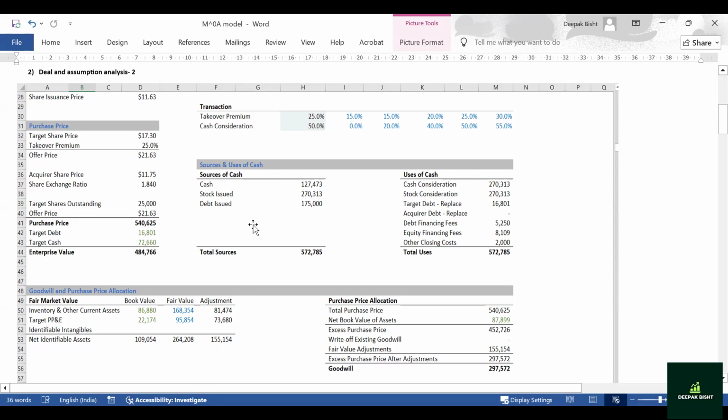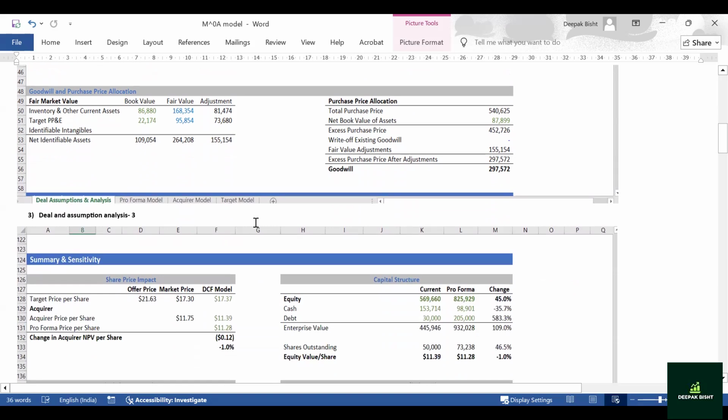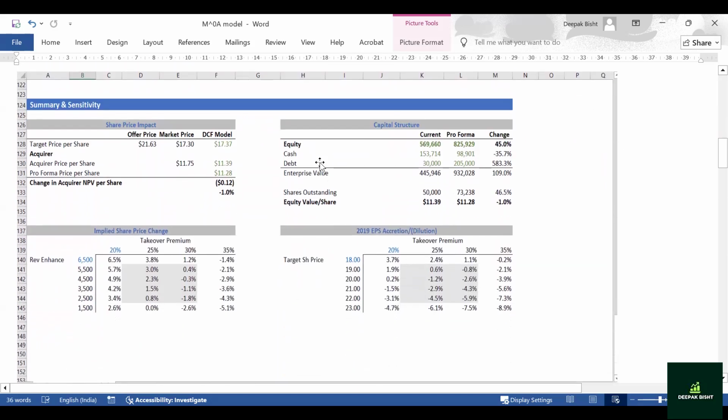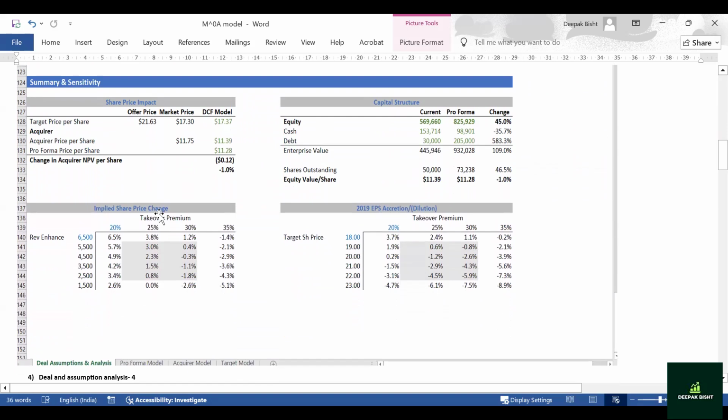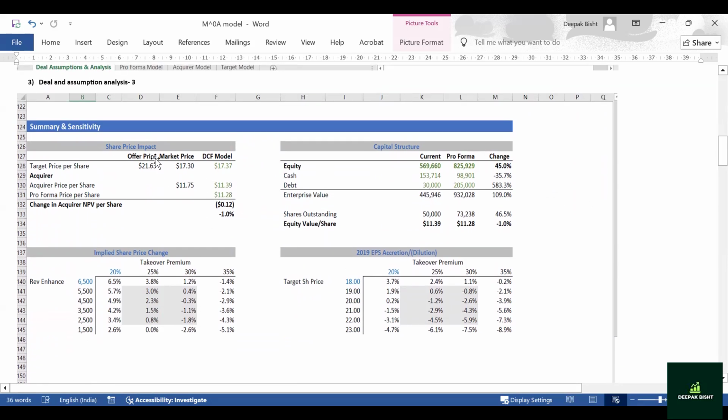This is what merger and acquisition models look like. Here we have also conducted a sensitivity analysis of revenue versus takeover premium, and the share price impact also. This is the offer share price. This is the market share price as per DCF. This much is what we are getting. Acquirer share price is this much; as per the DCF, it should be this much. Pro forma price per share is this much. Change in acquirer's net present value per share is a fall of 1%.